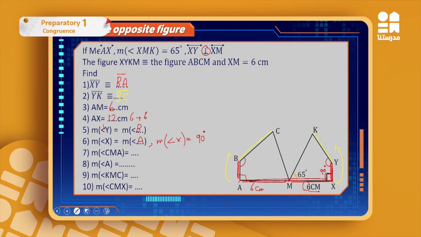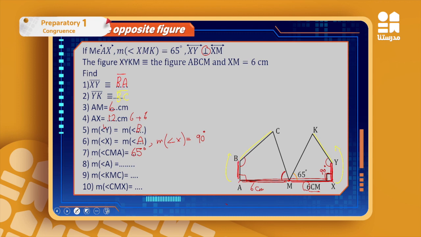Number 7. The measurement of angle CMA. Take them in order. C, M, A. I need this one. How do we know it? Let's have a look at the two congruent polygons. Here we have 65 and the corresponding angle to it is M. So this one is 65 degrees.